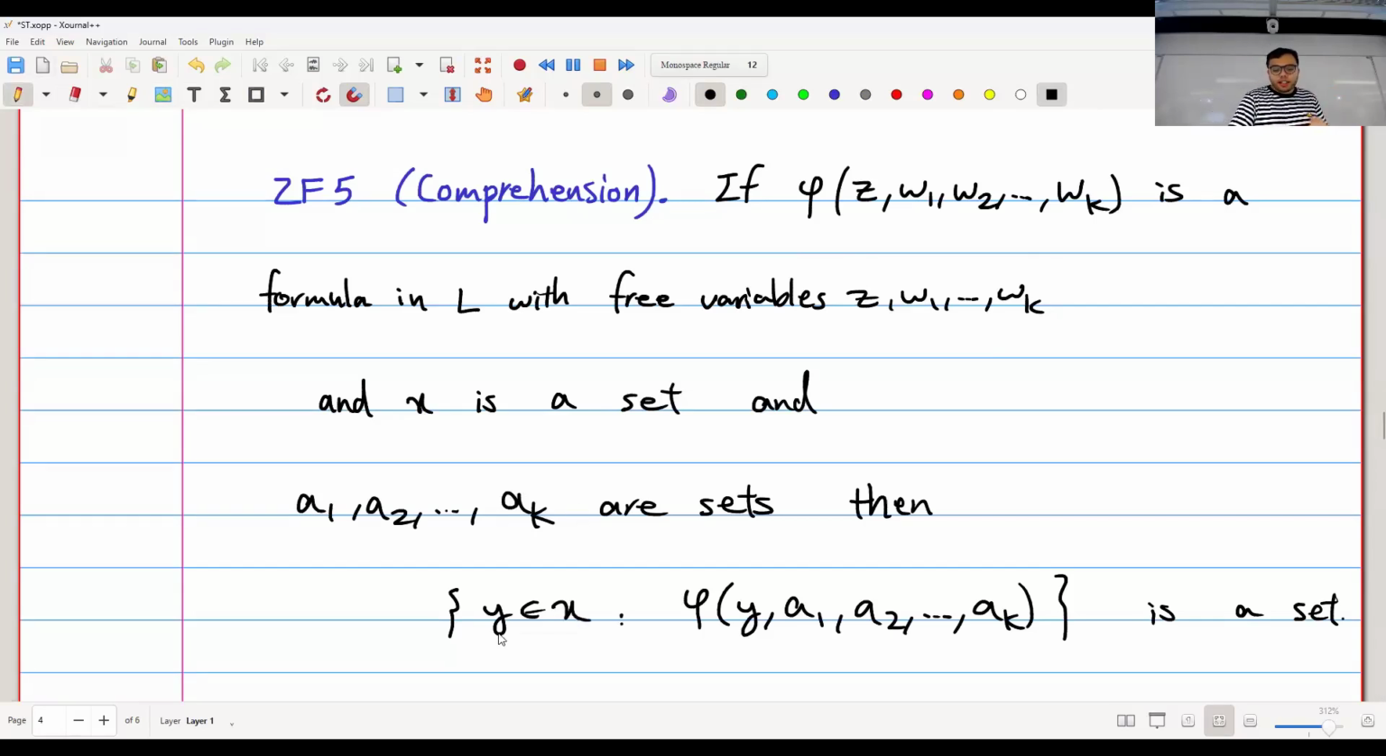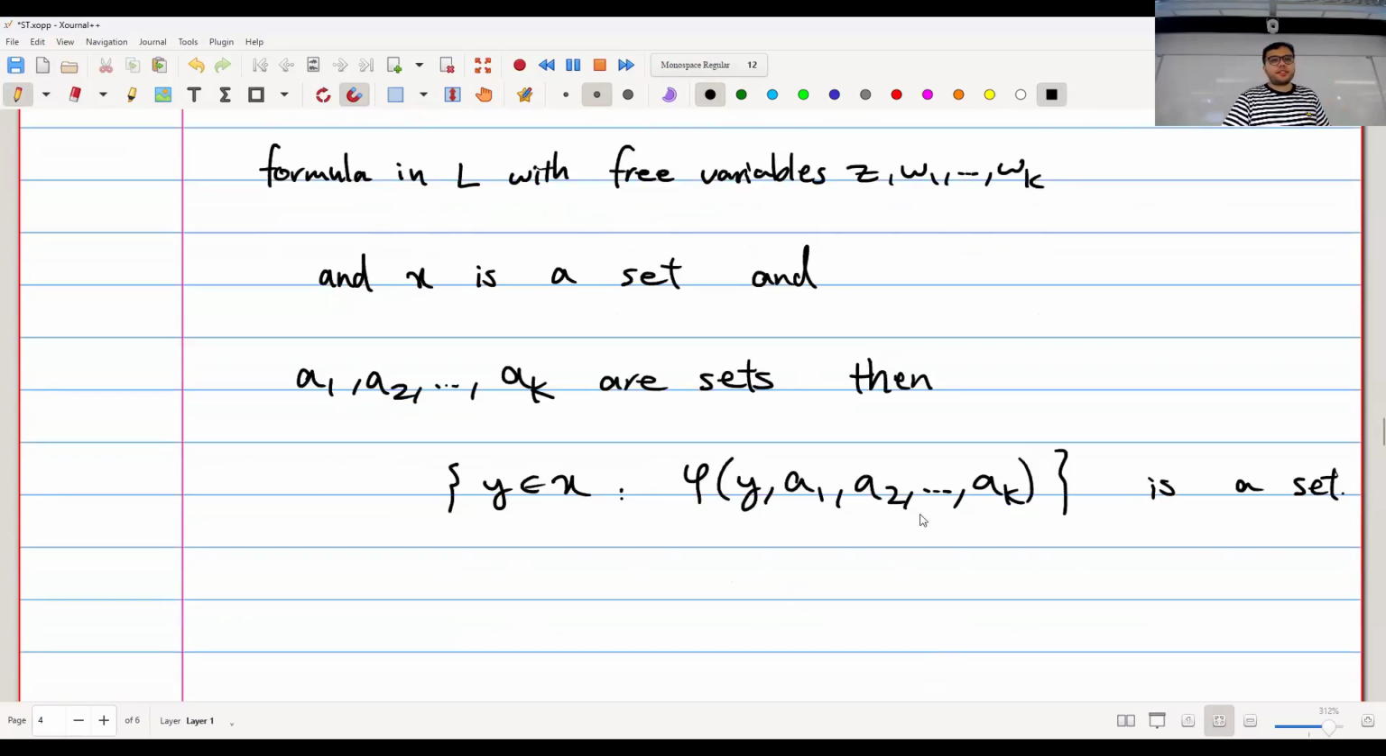I can take all the elements in this set such that if I put that element as the first parameter to my formula, and then I put these constants as the next parameters, then the formula is satisfied. And this defines a set. So this is a limited version of the original comprehension that we had before. And this makes sure that I will not have the same kinds of paradoxes, right?